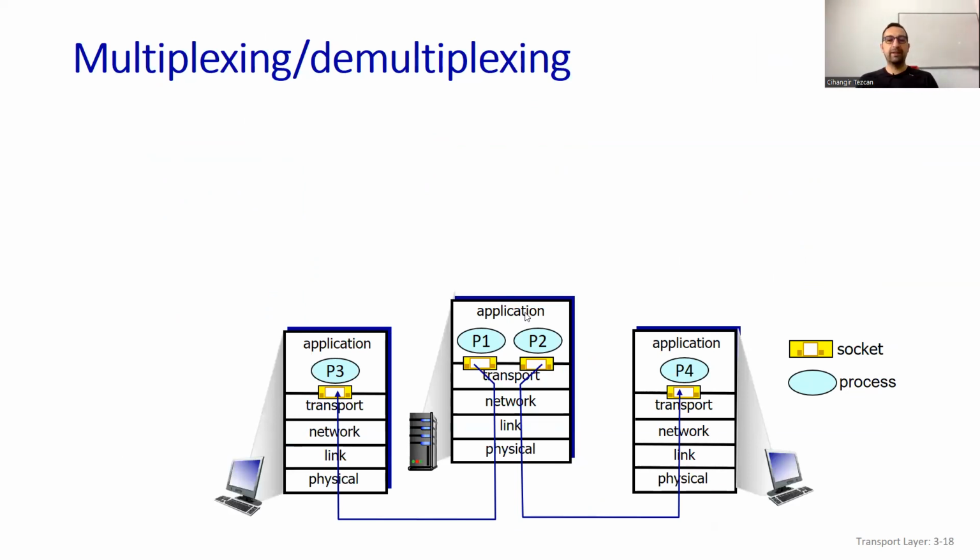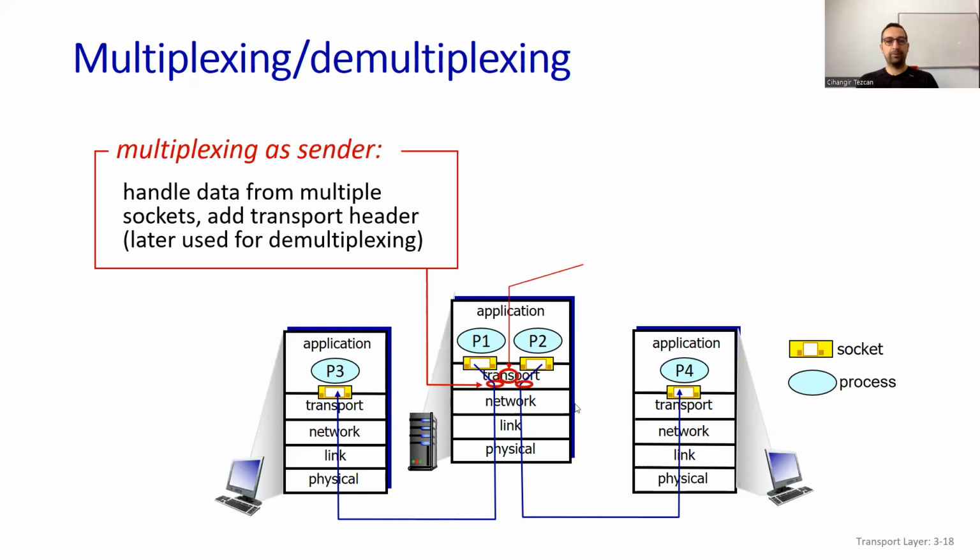Here, for instance, there are two applications, P1 and P2. They use sockets, but they put their data to the transport layer. So here the multiplexing occurs. Then the data is sent, and then these applications receive the messages meant for them. So multiplexing at the sender: handle data from multiple sockets, add a transport header, later used for demultiplexing.